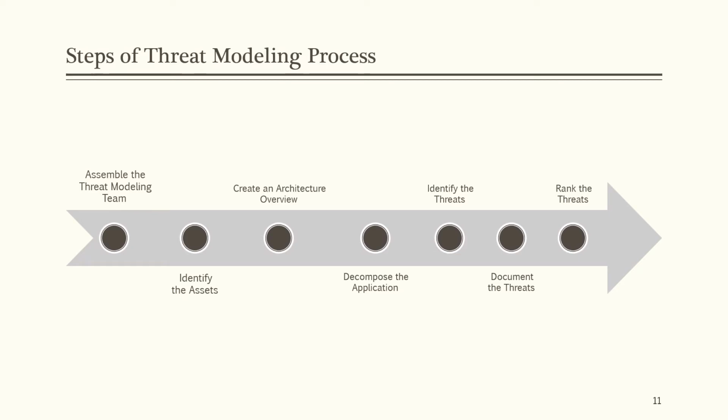Steps of threat modeling process. Steps of threat modeling process include assemble the threat modeling team, identify the assets, create an architecture overview, decompose the application, identify the threats, document the threats, and then rank the threats.